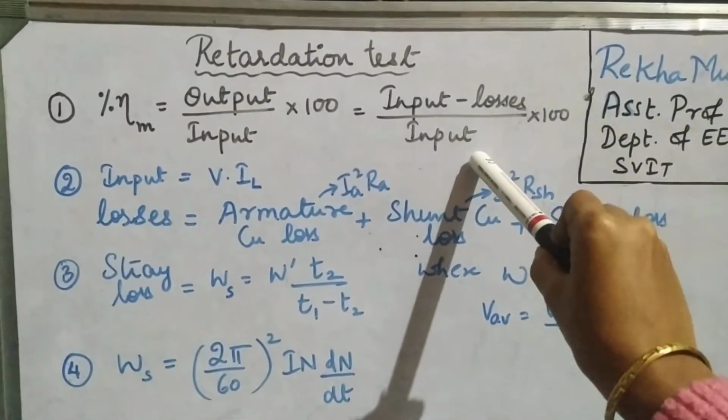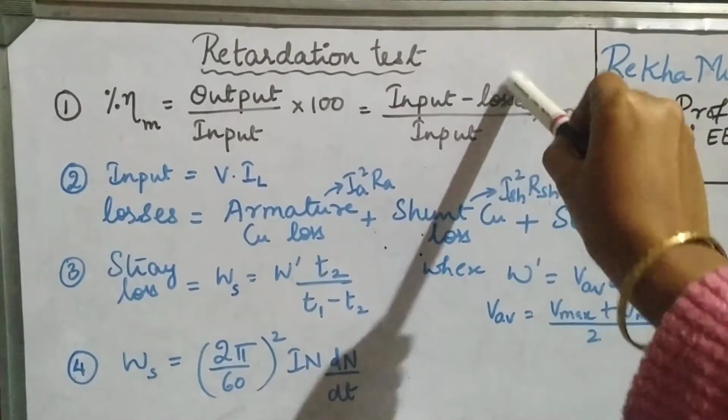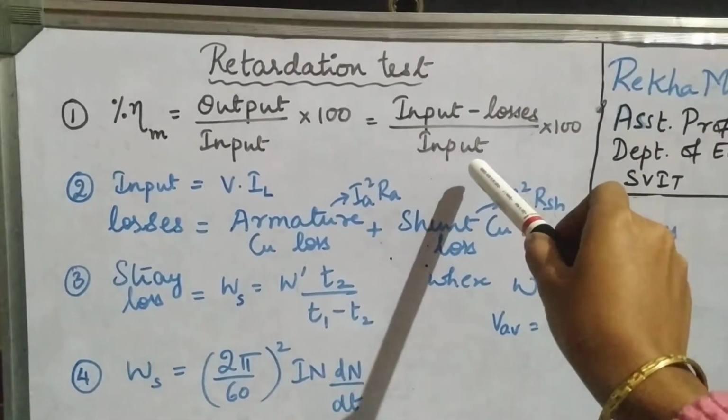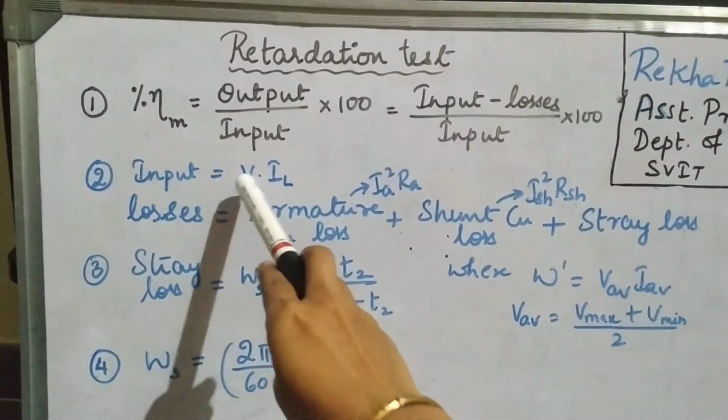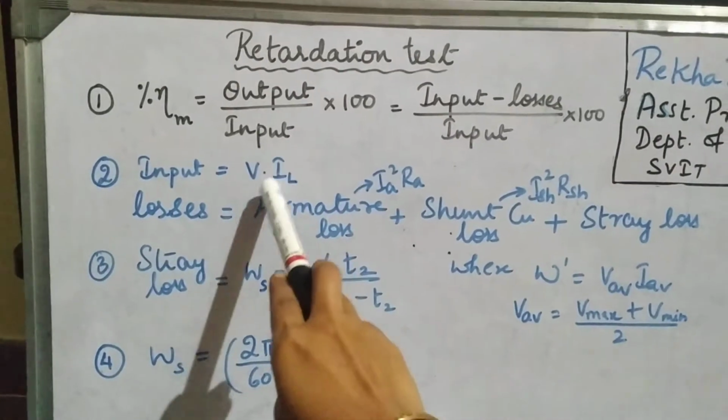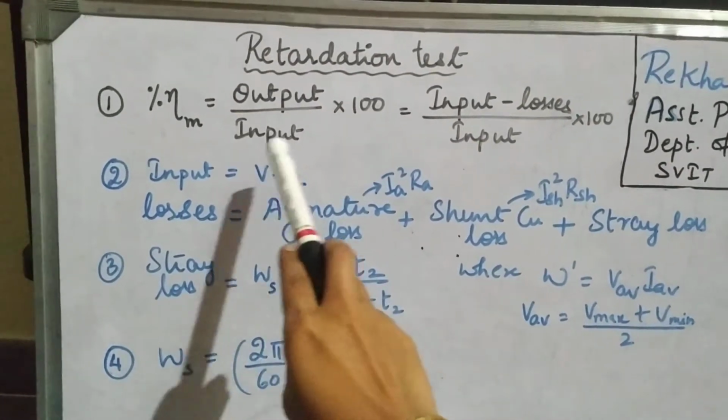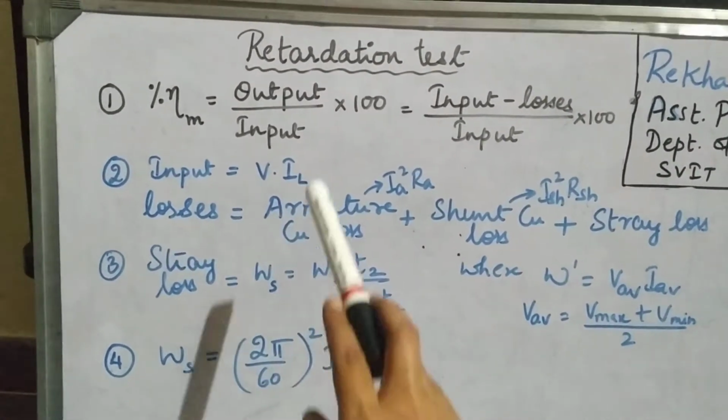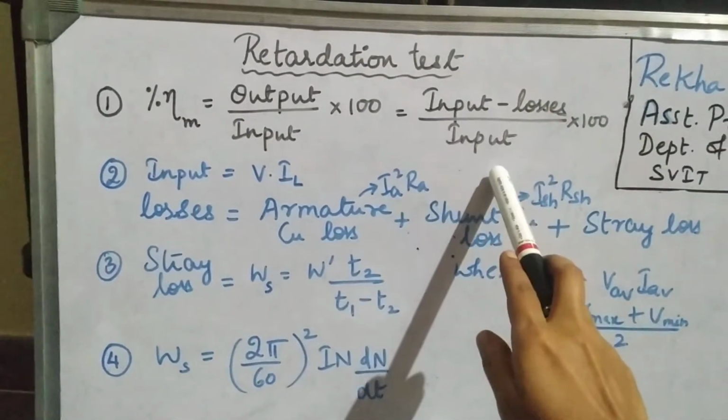In that, the unknown values will be the input and the losses. The input can be written as V into IL, that is, the supply voltage given to the machine and the line current. Then that parameter we can find out here.